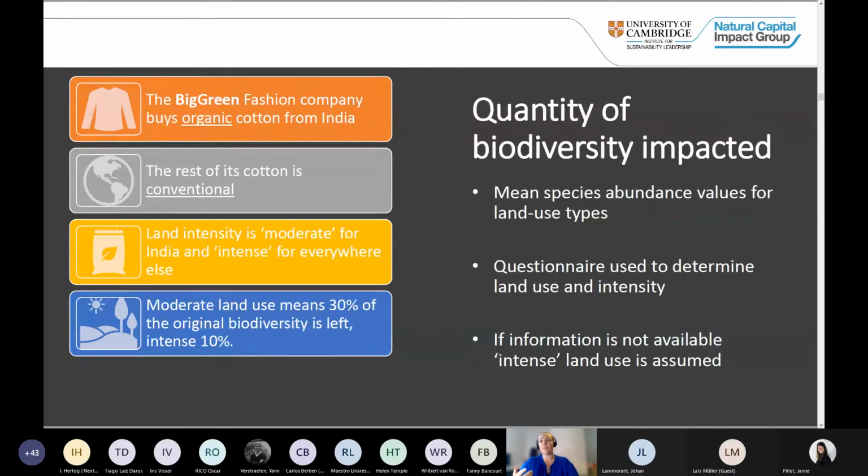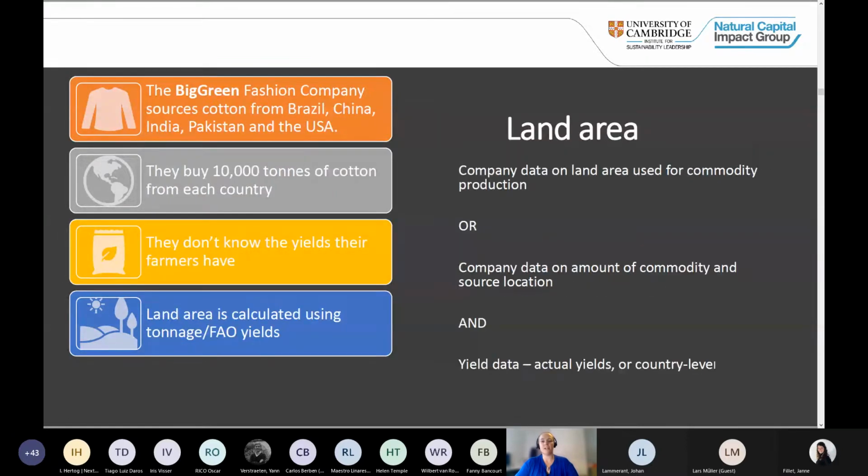If you go back for a second to the Big Green Fashion Company, we know, for example, they're buying 10,000 tons of cotton from each country. They don't know the yields that their farmers have. So in this instance, we calculate land area using tonnage in combination with yields from the FAO database.